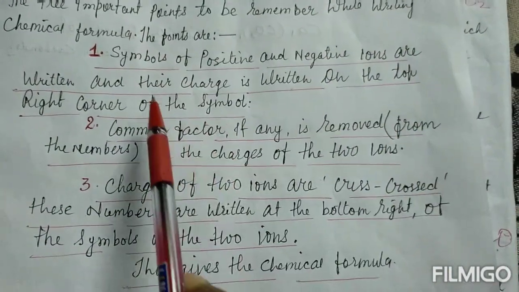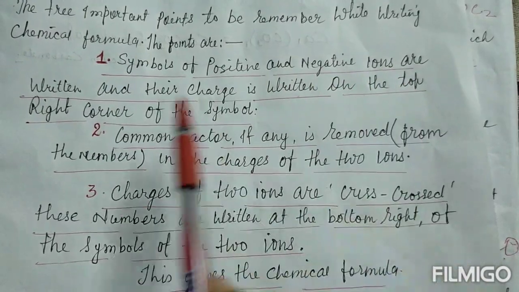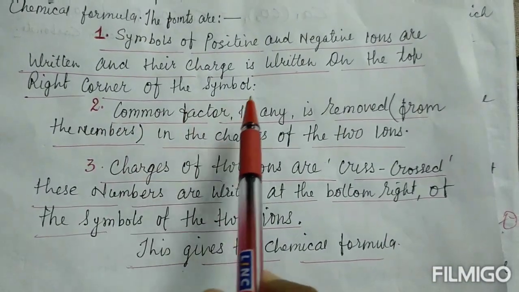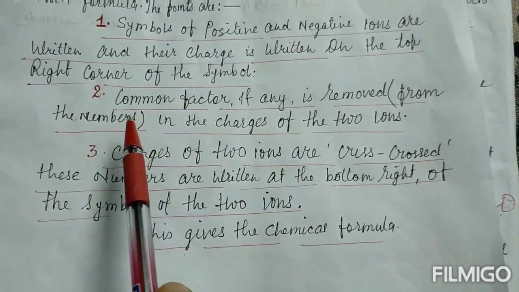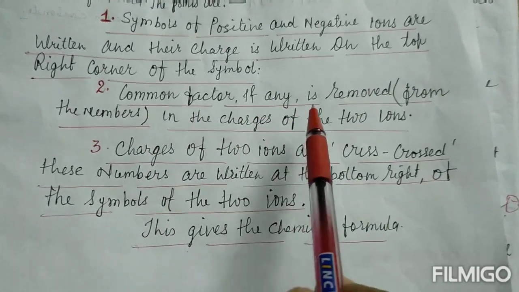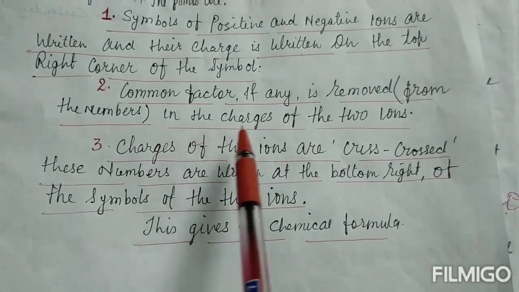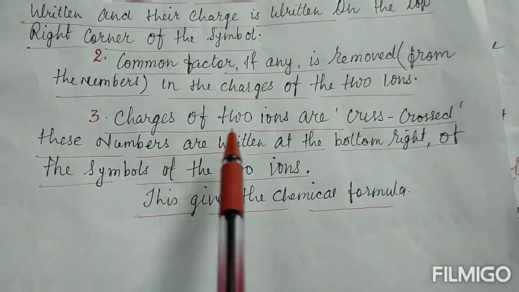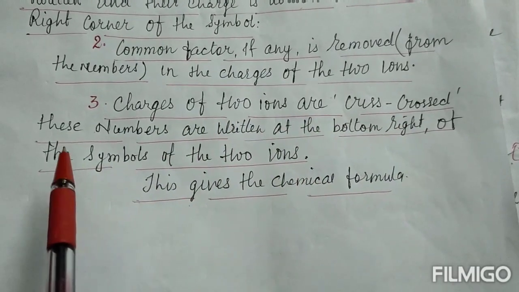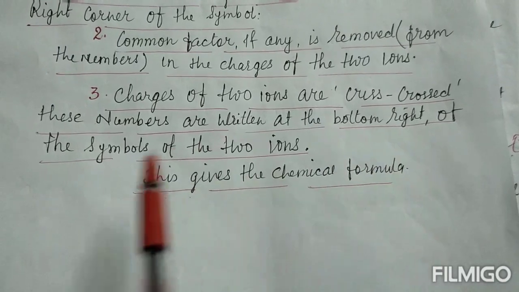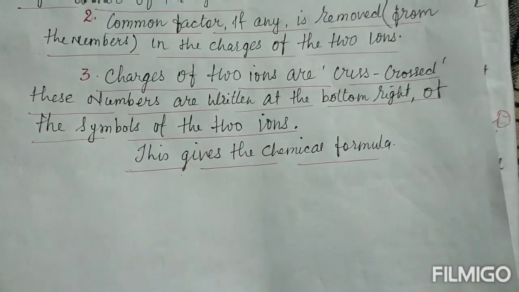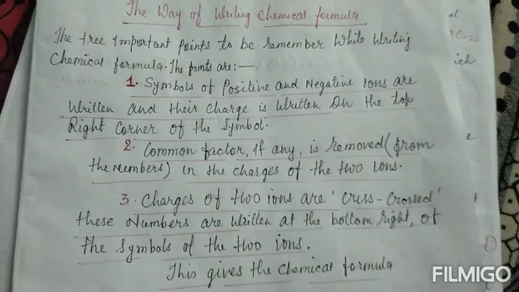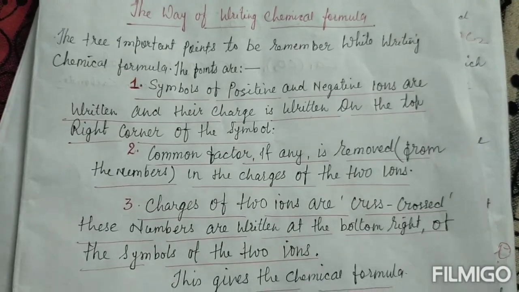The points are: symbols of positive and negative ions are written and their charges are written on the top right corner of the symbol. This is point 1. Second, common factor, if any, is removed in the charges of the two ions. And third point is, charges of the two ions are crisscrossed. These numbers are written at the bottom right of the symbols of the two ions, and doing this you will get the chemical formula.